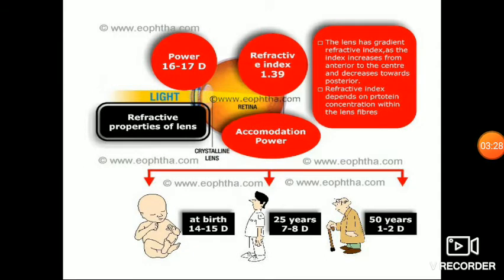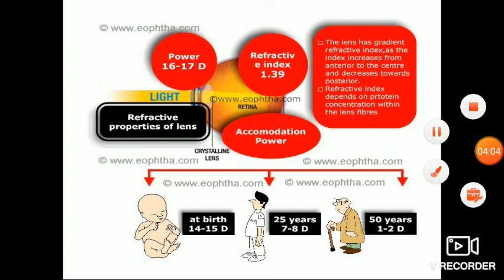The total dioptric power of the human eye is approximately 58 diopters, out of which the refractive power of the crystalline lens is about 16 to 17 diopters. In the eye, most of the refraction occurs at the level of the cornea. But the lens has the capacity to change its shape with the help of the ciliary muscle, by which it can change its dioptric power, allowing distance and near vision. However, this property changes with age.